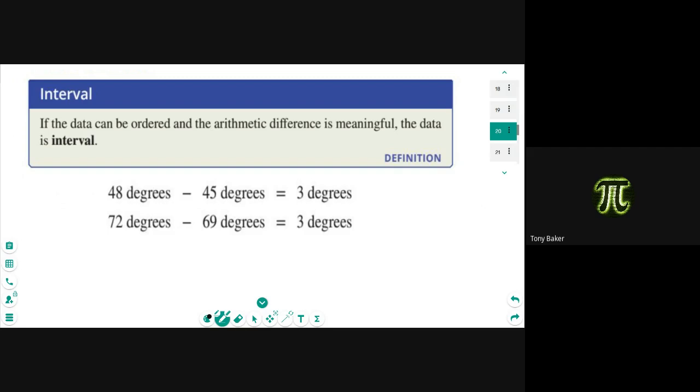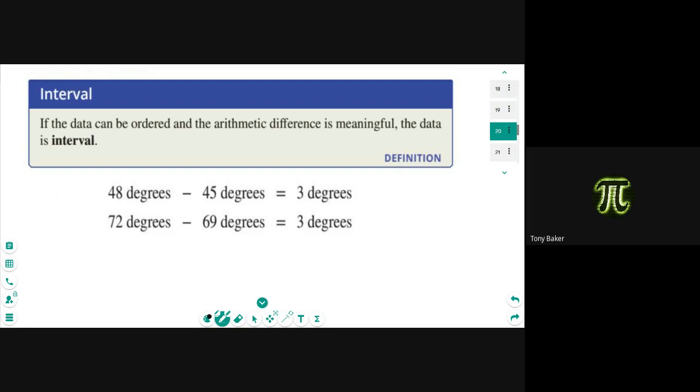If we look at the ratings for those 3 books, if I took the rating of 5 stars and subtracted the rating of 3 stars and got 2 stars, would that mean anything in terms of the ratings of the books? No. So that is why that stays as ordinal and it doesn't move up to the level of interval, because subtracting those wouldn't mean anything.